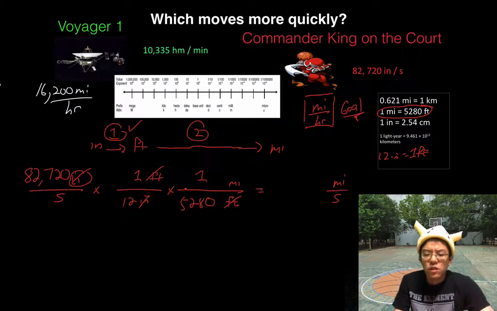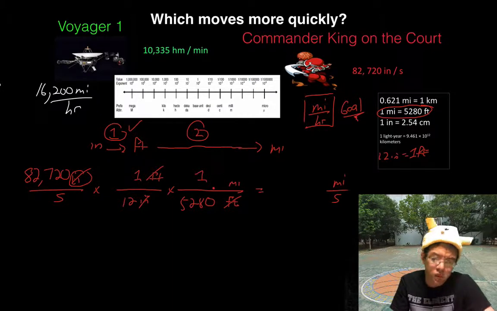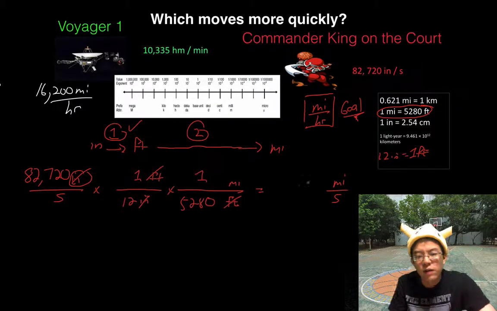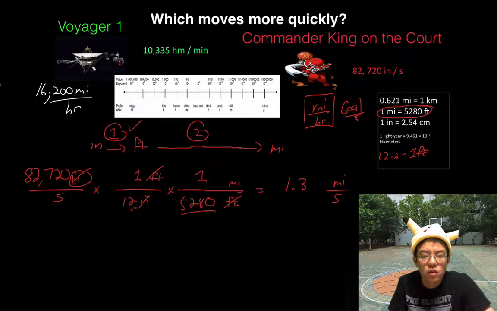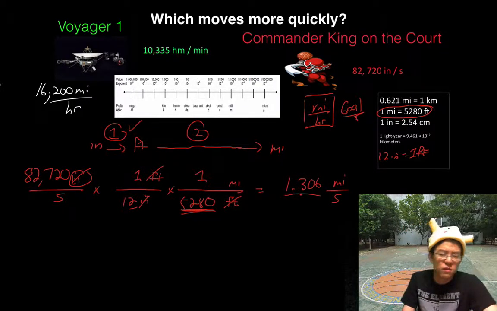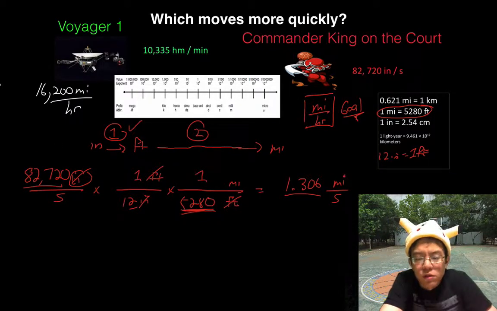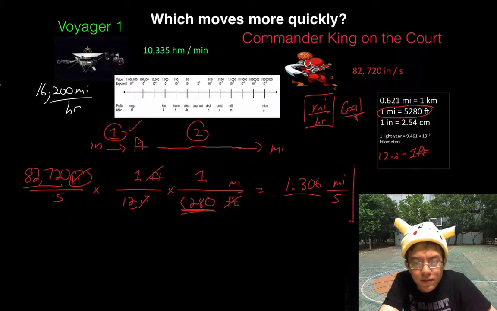So if I calculate that, I take 82,720 times 1 times 1, which is the same thing, then divided by 12, then divided by 5,280, and that's going to give me 1.306 miles per second, using the 4 sig figs here. But there are still 4 here, so that's fine. 1.306 miles per second. Wow, that's pretty fast. So in 1 second, I could have moved a mile.